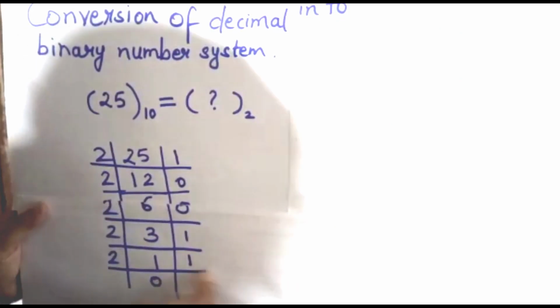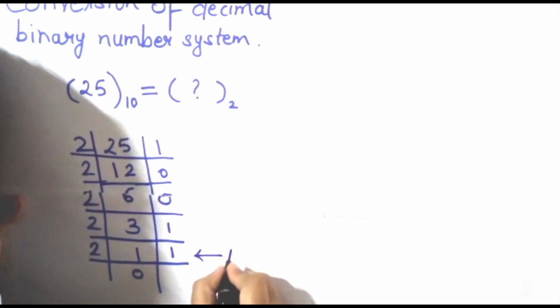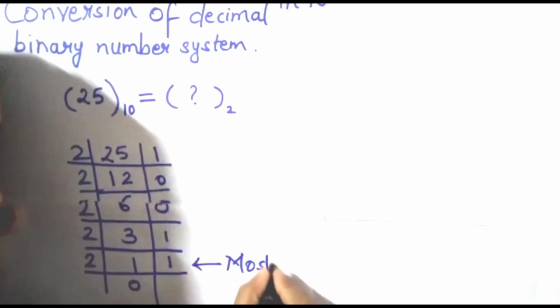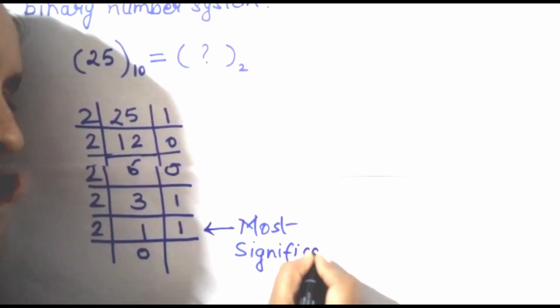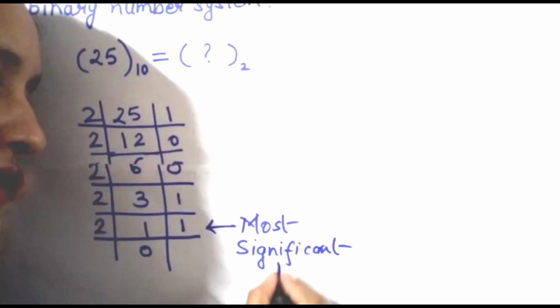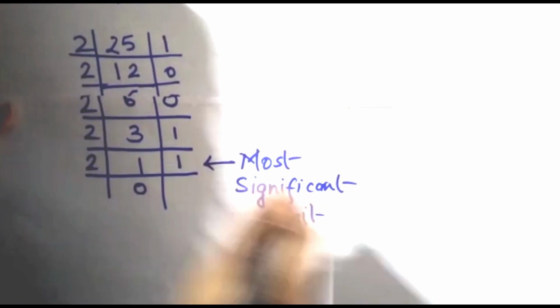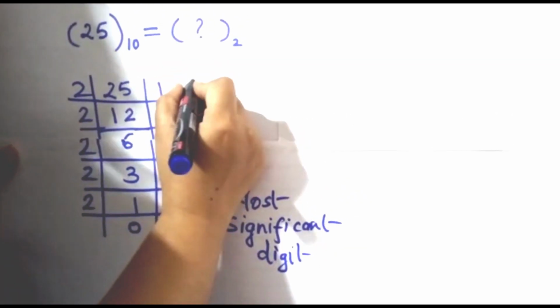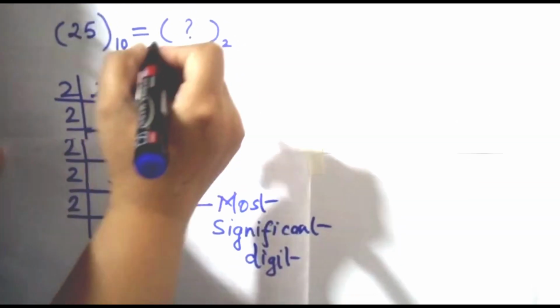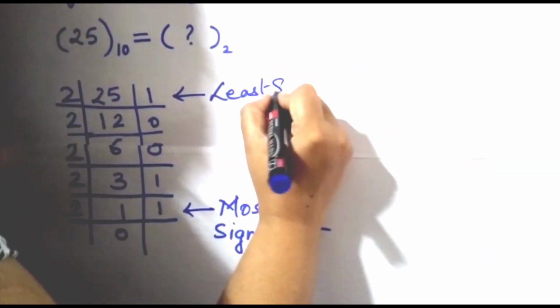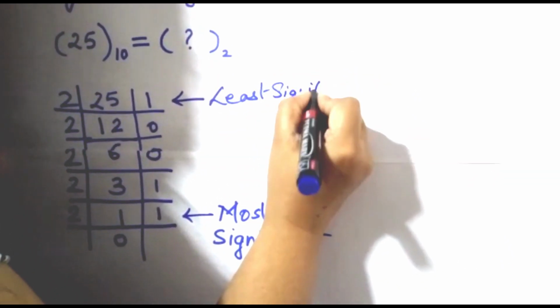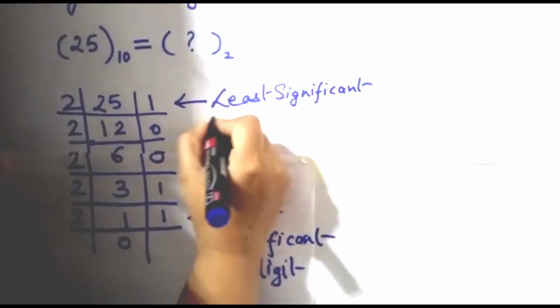So the last remainder we got is the most significant digit, and the first remainder that we have got is the least significant digit.